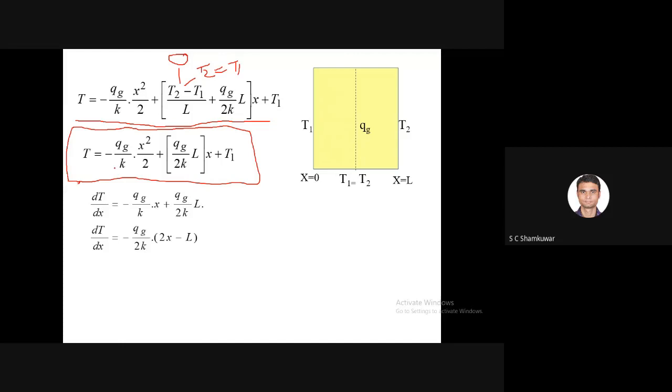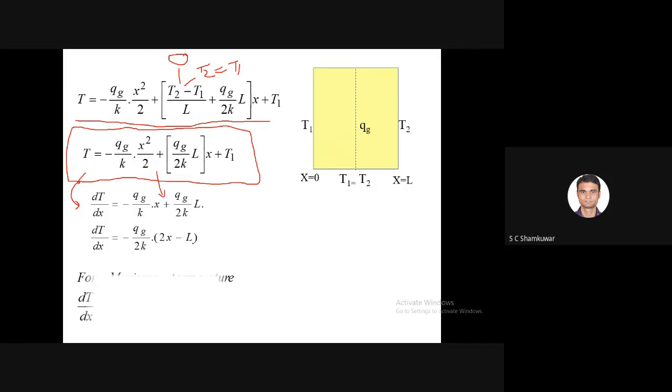Now we have to find dT by dx. Again we differentiate this and we get dT by dx: minus Qg by k into x plus Qg by 2k into L. If you differentiate this one, you will get this.